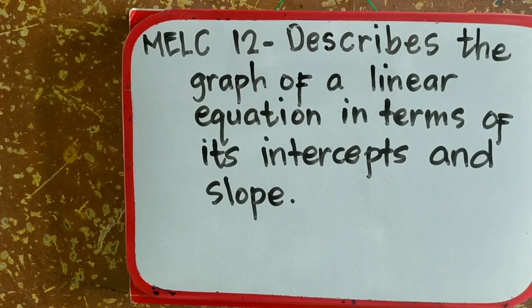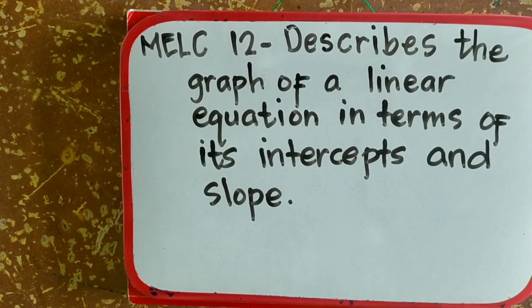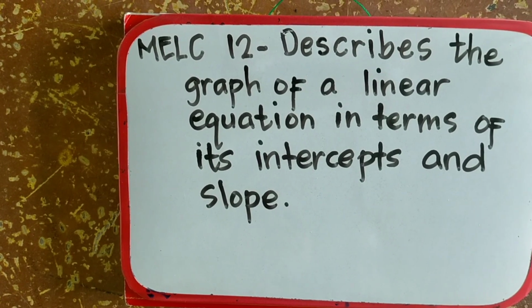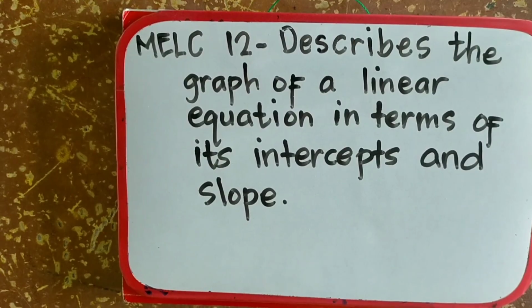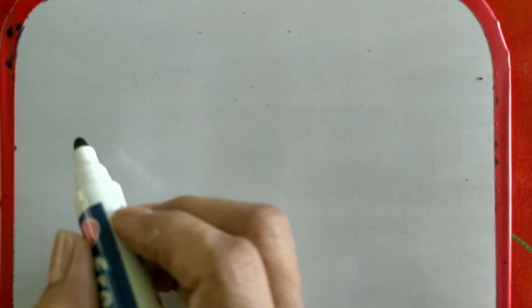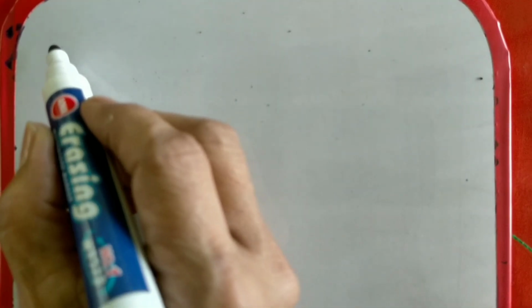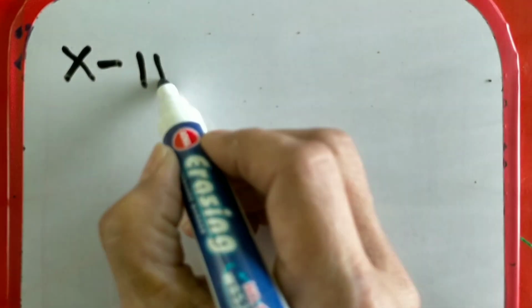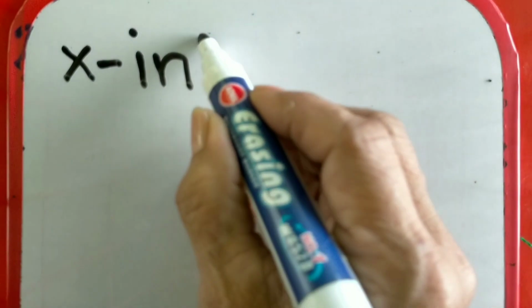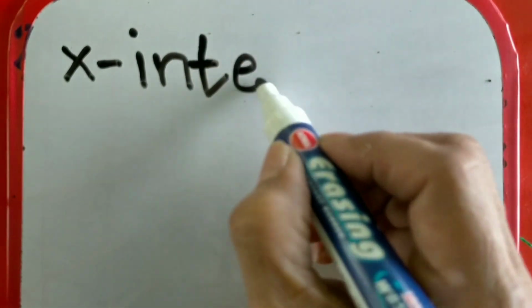For today, we will be able to describe the graph of a linear equation in terms of its intercepts and slope. What is an x-intercept? An x-intercept is the point of intersection between your line and your x-axis.